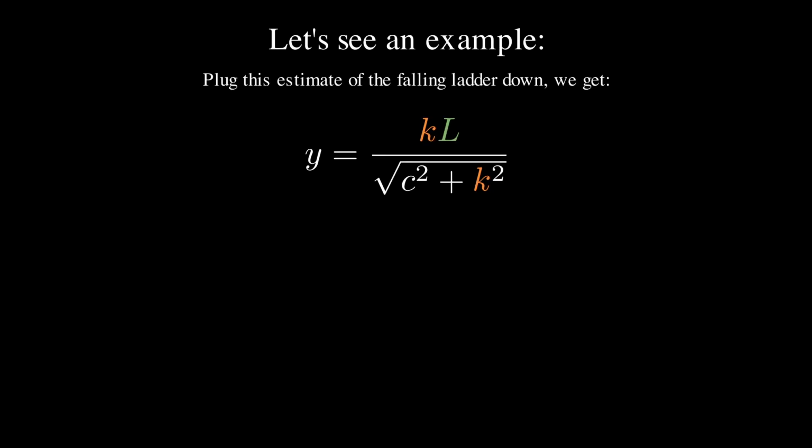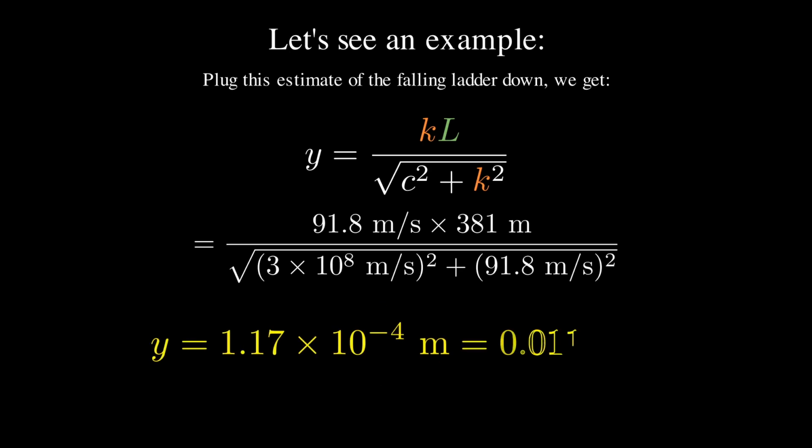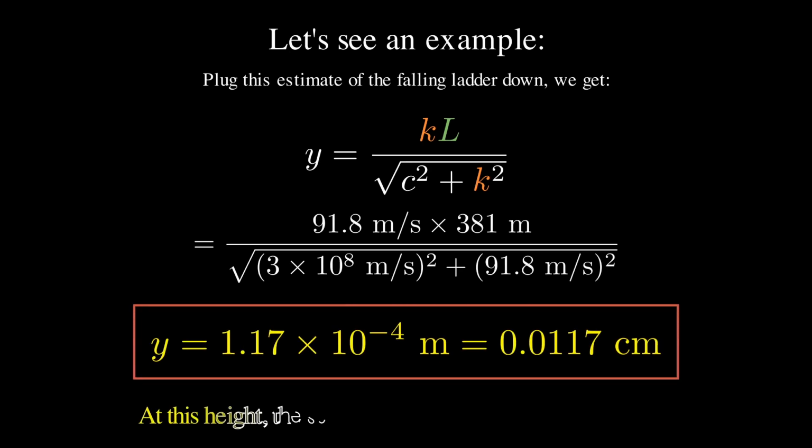Using the formula we had from before, we plug in these values, and we get y equals 1.17 times 10 to the negative 4, or 0.117 centimeters. At this height, if the ladder is still against the building, the top of the ladder is moving at the rate that is the speed of light. You can verify this by plugging the values back into the original equation, with x being 394 meters, because it is almost, by a small amount, the entire length that has reached the ground.